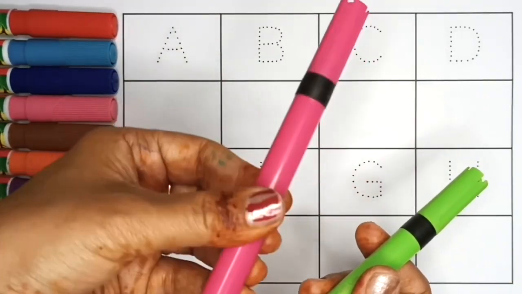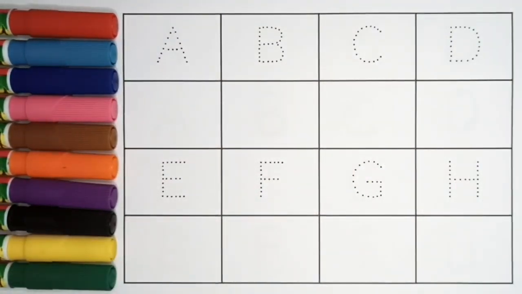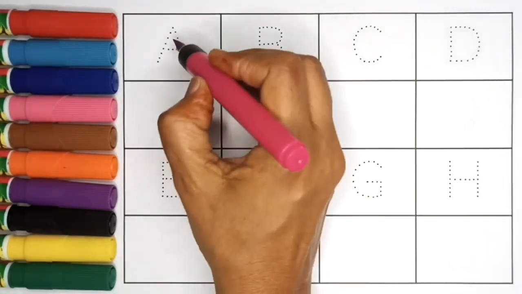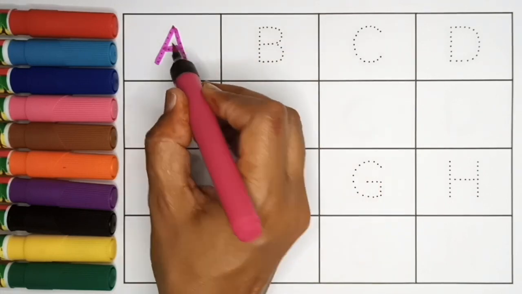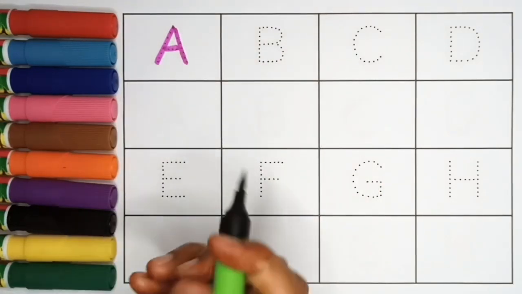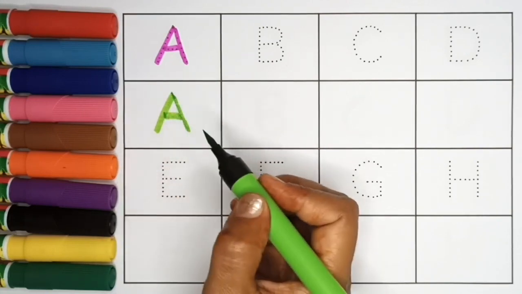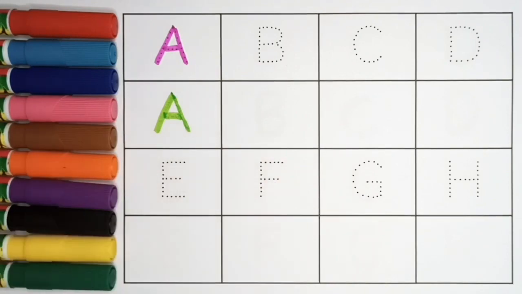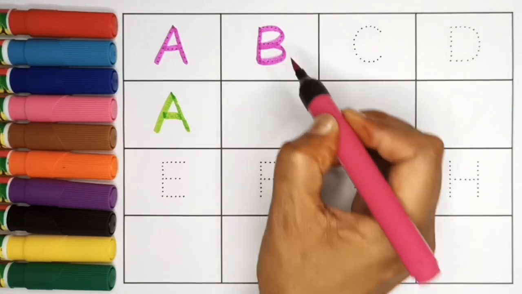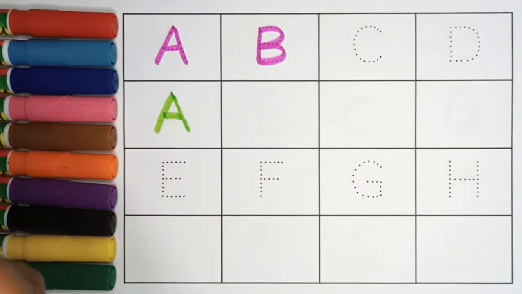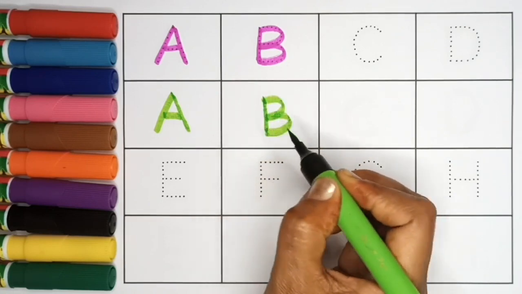Purple color. Purple, green. A, A for apple. A, A for apple. B, B for ball. B, B for ball.